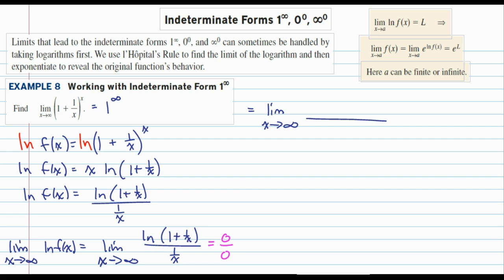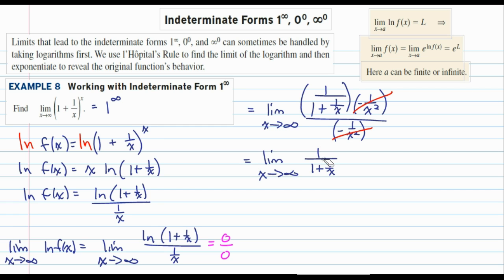So I'm going to proceed to use L'Hopital's and take the derivative of the numerator, followed by the derivative of the denominator. Oh, look, how nice, those cancel. And then after I simplify a little bit, as x approaches infinity, I get 1 over 1 plus 0, so that would actually equal 1.